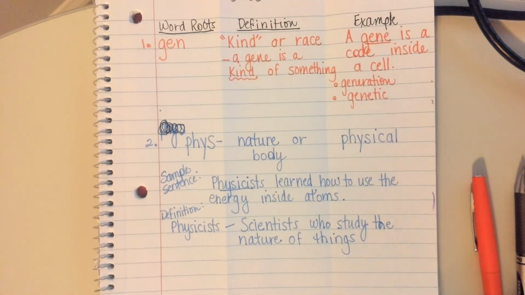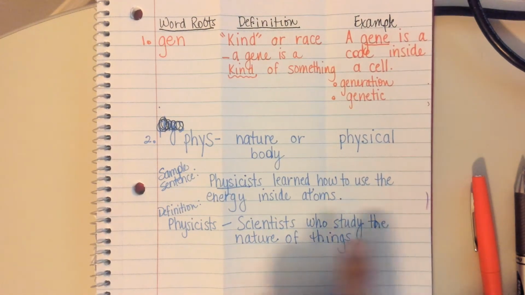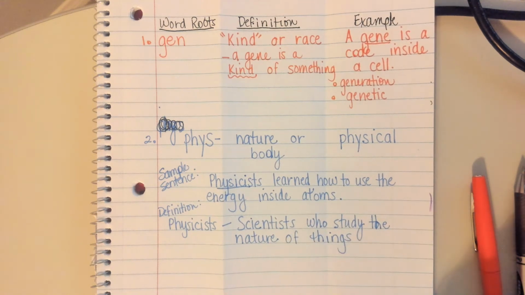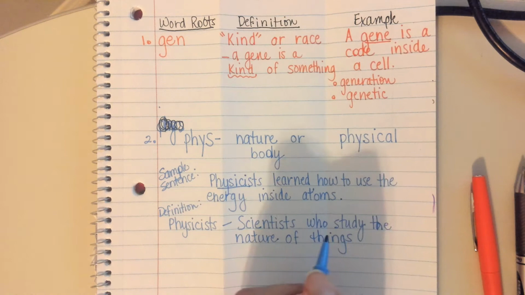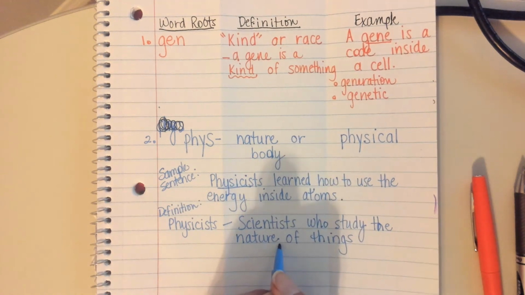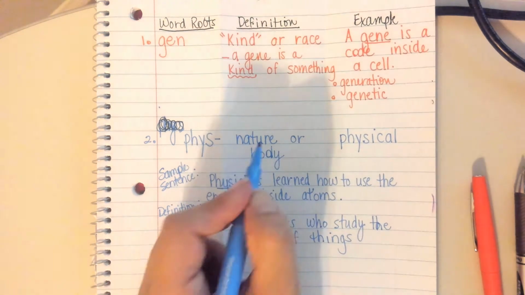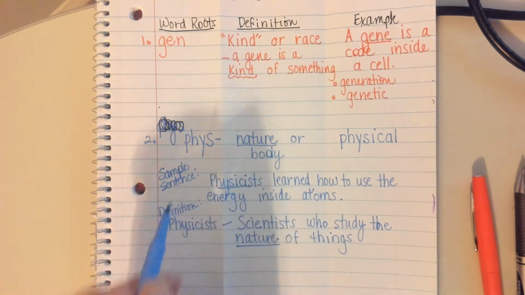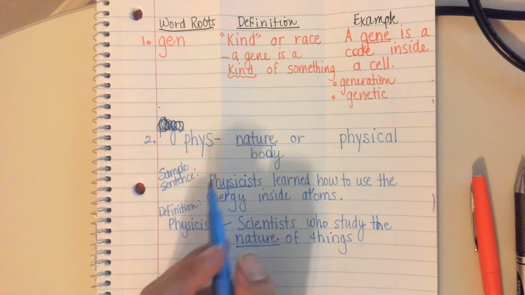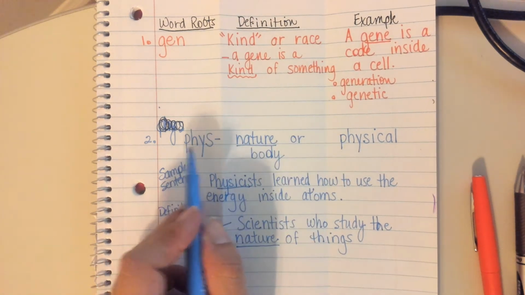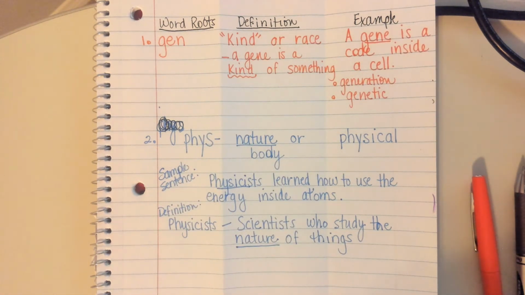And there's Milo, scientists who study the nature of things. So you can see here that we used nature in the definition of physicist, because nature defines the Greek root phys.